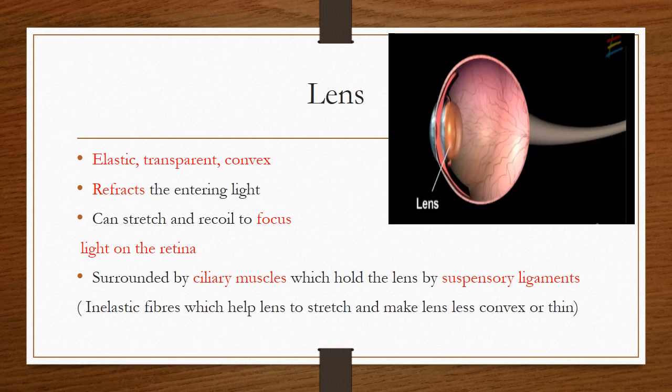Lens: elastic, transparent and convex. It refracts the entering light. It can stretch and recoil to focus light on the retina. The lens is surrounded by ciliary muscles which hold the lens by suspensory ligaments. Suspensory ligaments are inelastic fibers which help the lens to stretch and make it less convex, or thin.